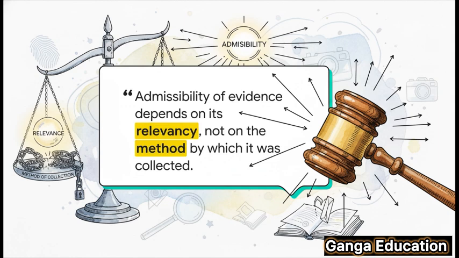The court held that the admissibility of evidence hinges on its relevancy, not on the method used to obtain it. So the key takeaway is, if the evidence is relevant and helps uncover the truth, it might be admitted, even if the method of collecting it was technically illegal.